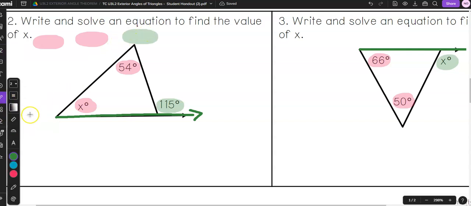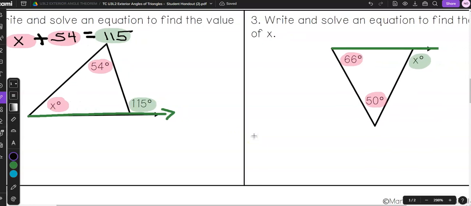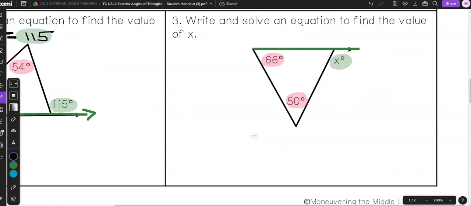Pink plus pink equals green on all of these. So we can set up an equation on these if we want. We don't have to, but if you need to, we can. So on number 2, x plus 54 equals 115. On number 3, just move over here real quick.